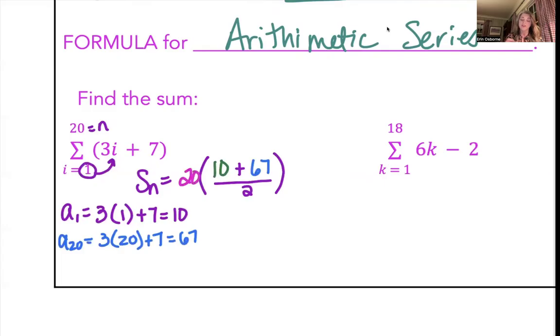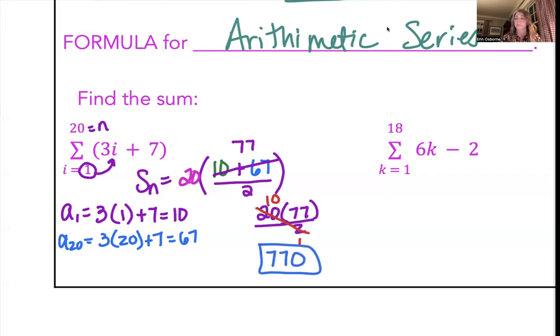Follow the order of operations or get it typed in your calculator as one single expression. This is going to be 77. So now it becomes 20 times 77 over 2, and it really doesn't matter where that 2 is at. So if I even do that and make my fraction bar longer, I can cross simplify and turn that into a 10 over 1. And now it's easy for me to just take 10 times 77 and get a sum of 770.